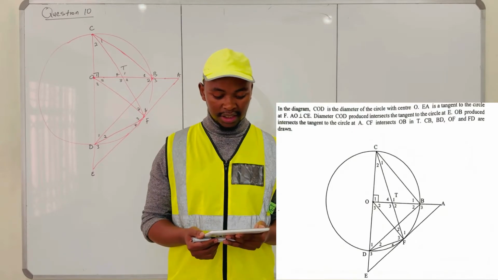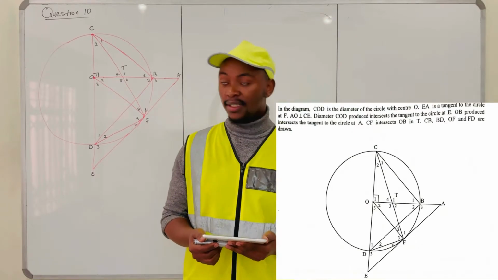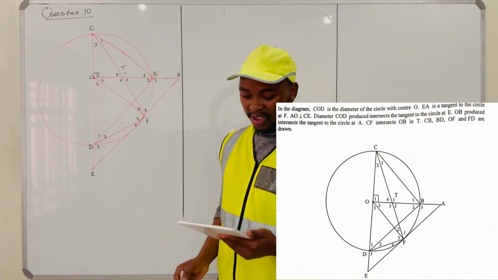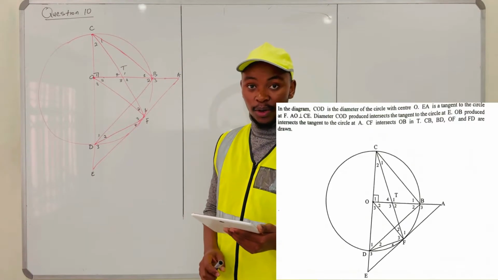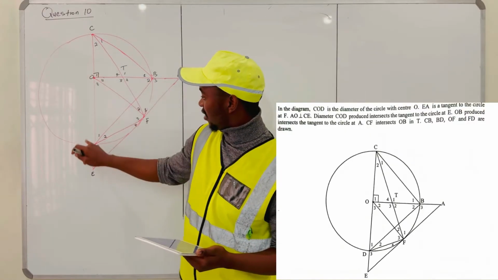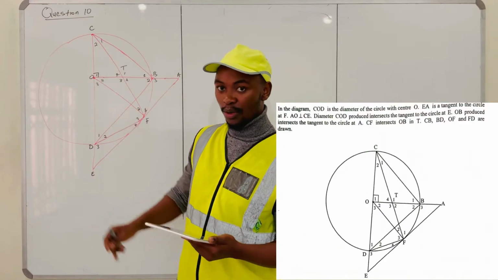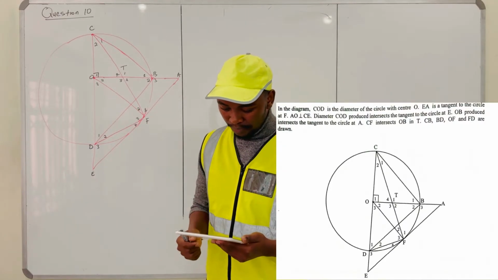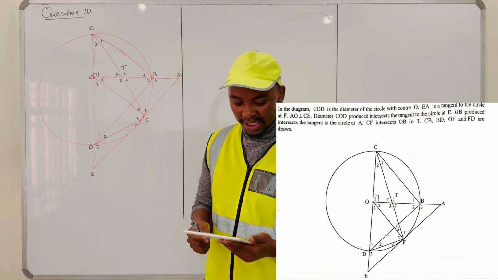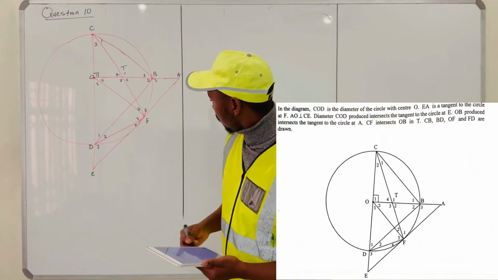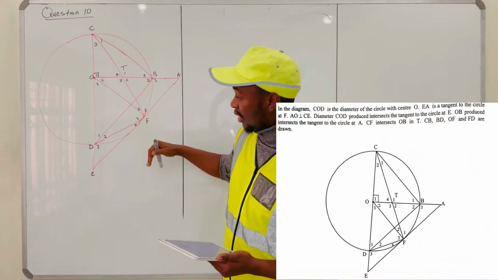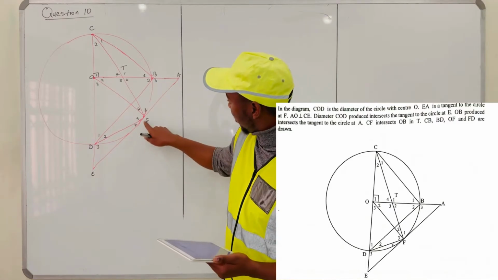EA is a tangent to the circle at F, right? Here's the diagram. They are saying there is COD, which is the diameter with center O. And we can clearly see that this line starts from the circumference to the circumference and passes through the center O, and that is a diameter. We're also told that EA is a tangent to the circle at point F. EA is this line. It is external to the circle and only touches the circle once at this point F here.